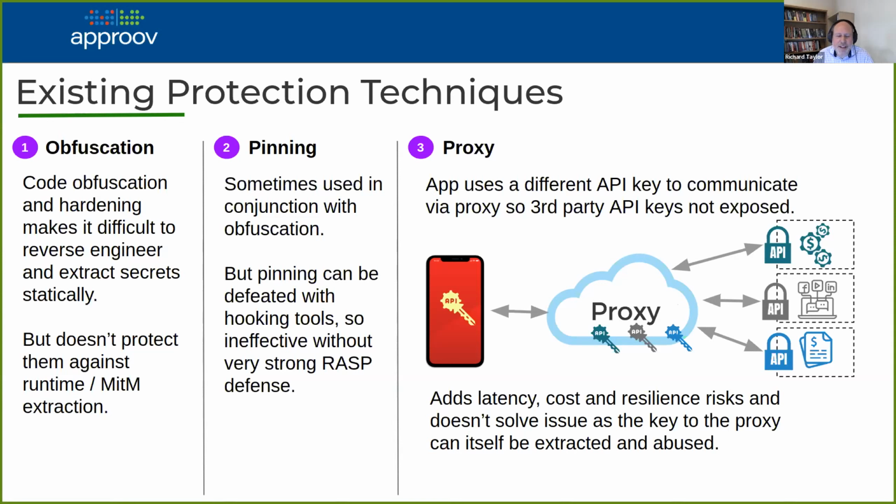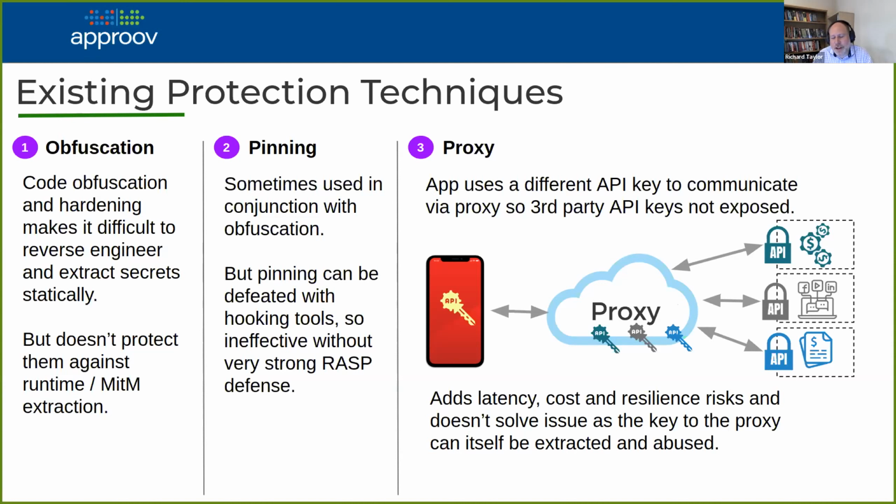However, the problem with that is that even if your app is using pinning, it is still possible to defeat it if you use certain hooking tools running inside the app, if the phone that it's running on is rooted or jailbroken. So really that only works if you also have a strong runtime application self-protection mechanism running inside the app as well to prevent that style of attack.